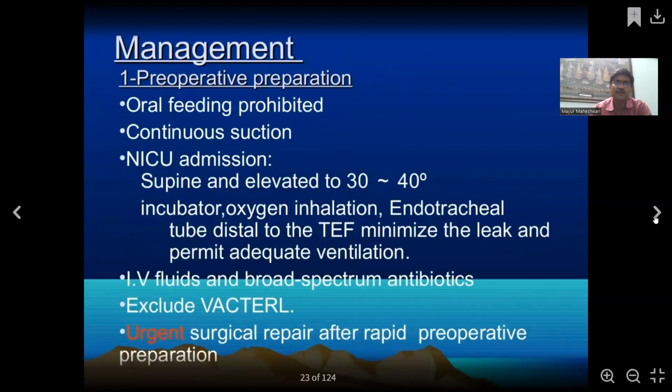Management. The preoperative management includes definitely that the child has to be kept nil orally. You have to do a continuous upper pouch suction in an ICU admission, with very well trained staff. You should place the patient in a supine and elevated 30 to 40 degree position, in an incubator, and start the patient on oxygen. Sometimes endotracheal intubation may be done if there is respiratory distress. IV fluids and IV antibiotics should be instituted, and meanwhile investigations must be done to exclude VACTERL anomalies. And usually we require an urgent surgical repair once the complete preparation has been done.